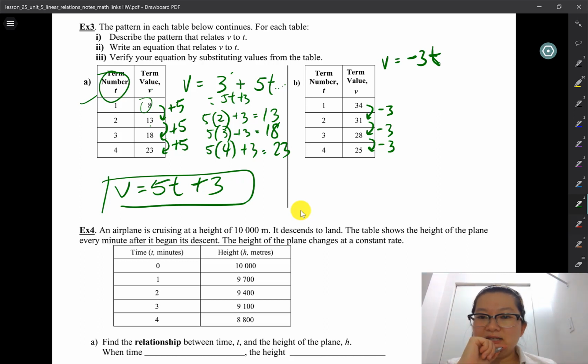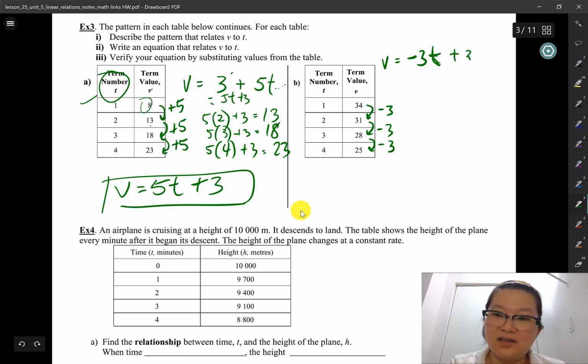So as my t increases, as the t number goes up, the more times I have to subtract the 3. So that's what this is. But if I put in just the 1 here, I just get negative 3, and that doesn't make sense. So what do I need to add to negative 3 in order to give me 34? That's 37. So I add 37 here.